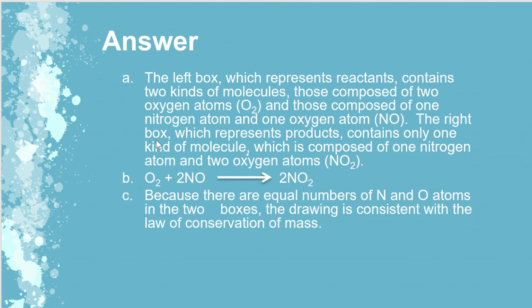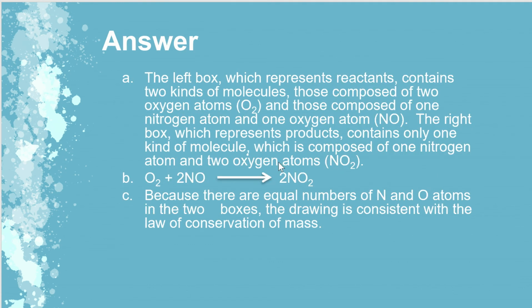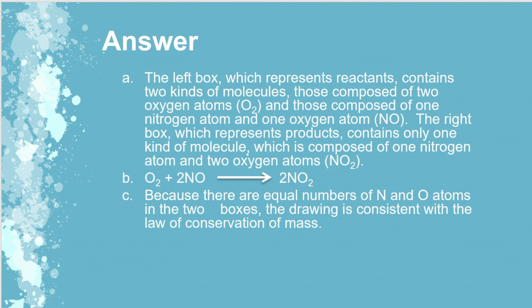The right box, which is the product side, contains only 1 kind of molecule. Let's look at it again, right? Only 1 kind of molecule. We have two kinds over here, one kind over here. So the molecule that is on the product side consists of one nitrogen atom and two oxygen atoms. So that's clearly NO2.